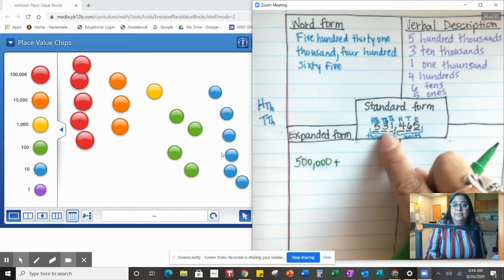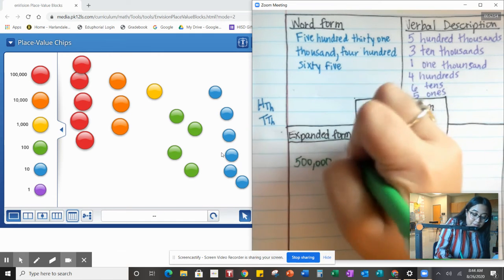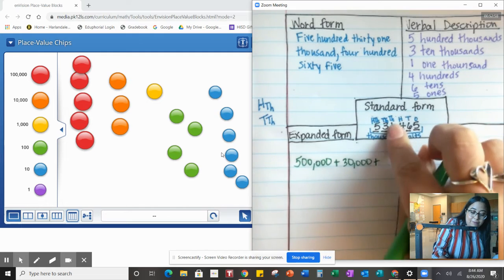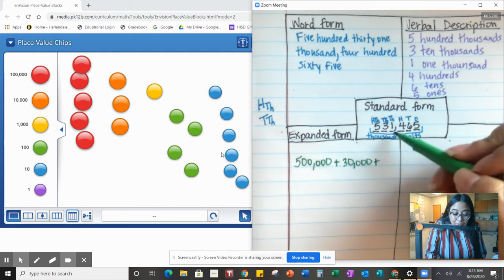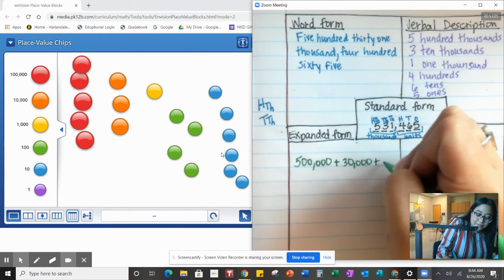We go on to the next digit. Don't forget your plus signs. Then we have 3 10,000s, which gives us 30,000. Then we have 1,000, which gives us 1,000.